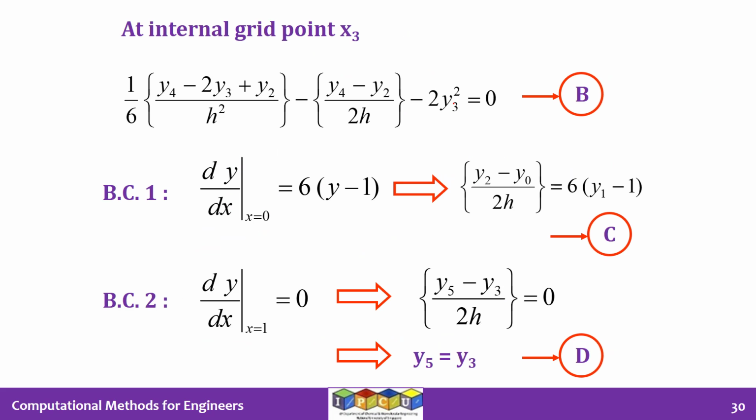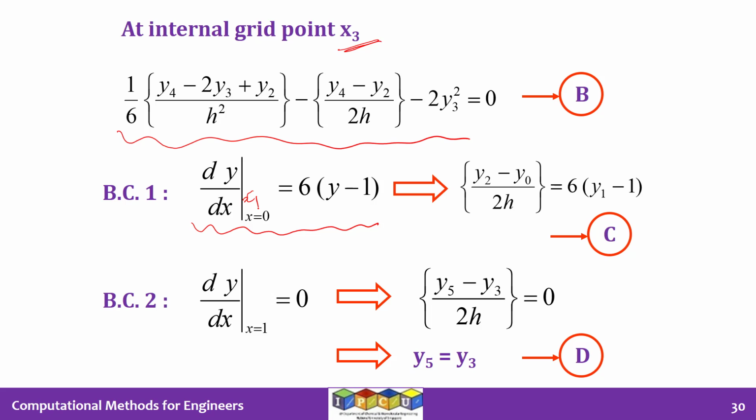Now we can do the same thing at internal grid point x3. So we repeat that. I will not go into the details of that. You can simply work it out and then you will get equation B. Now, if you take the boundary condition at x is equal to 0, boundary condition 1, it is given that dy by dx at x is equal to 0. That means at x1, because x is equal to 0 is denoted by the symbol x1.